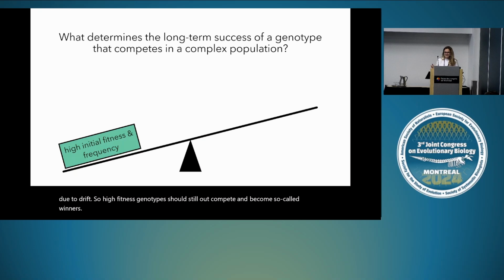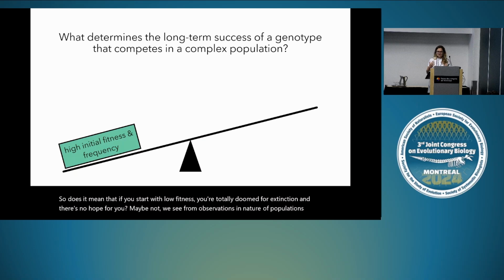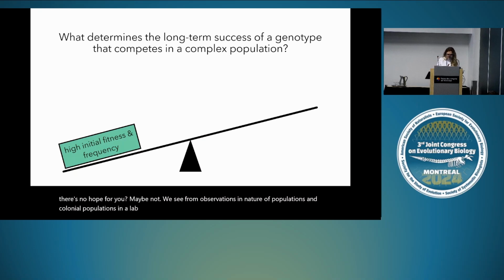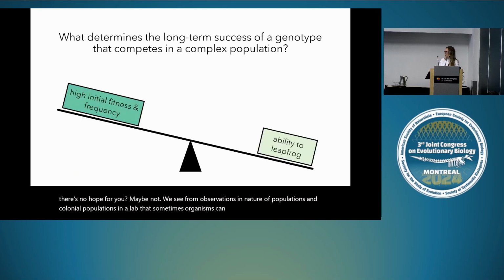So does it mean that if you start with low fitness, you're totally doomed to extinction and there's no hope for you? Maybe not. We see from observations in natural populations and in colonial populations in a lab that sometimes organisms can leapfrog. When an organism starts with a low fitness, it can still somehow outcompete high fitness counterparts. And this leapfrogging could, of course, happen due to some extrinsic outside factors, such as a change in environment. But it could also potentially happen due to some internal ability to leapfrog.